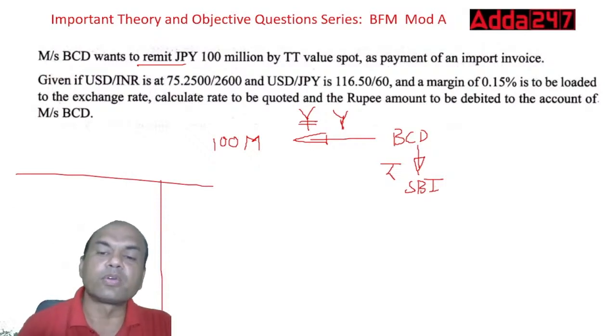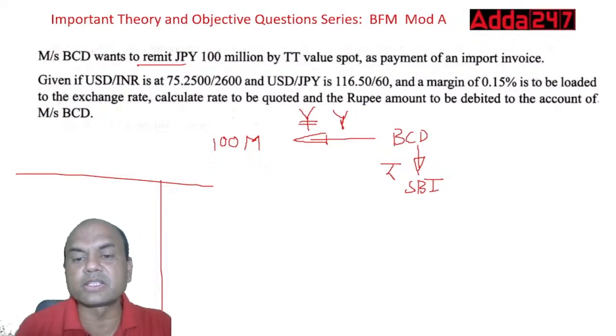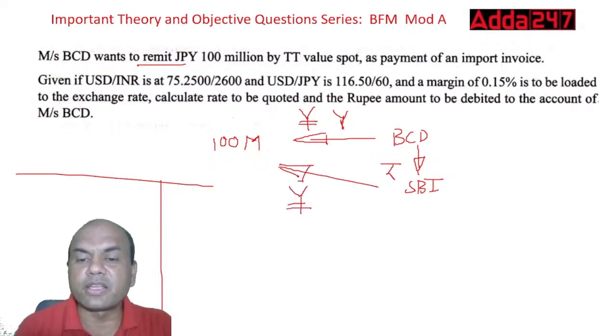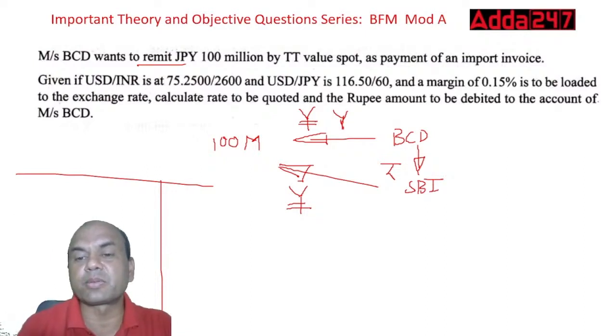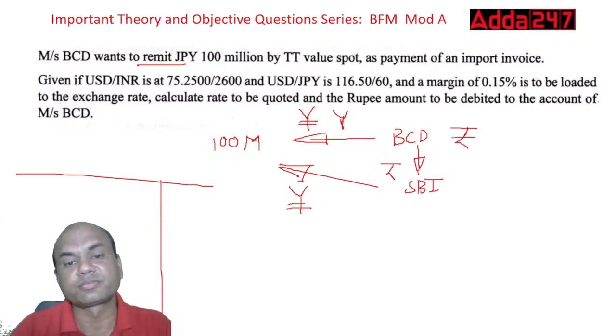Okay. So what will you do? This customer wants to send this JPY over there. So you, SBI, will send JPY over here. You will send it in yen, right? But when you send yen to someone else on behalf of this customer, you will debit this customer. You will be debiting this customer in rupees. By what amount? That is the only question.